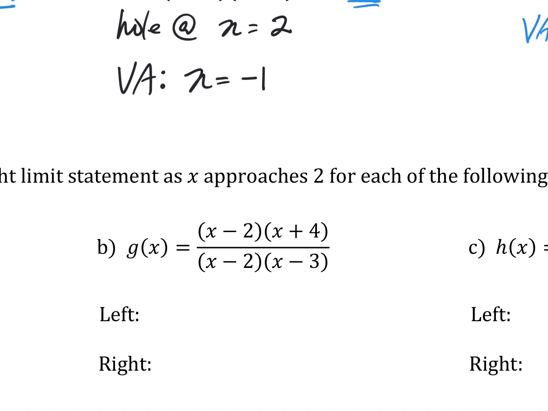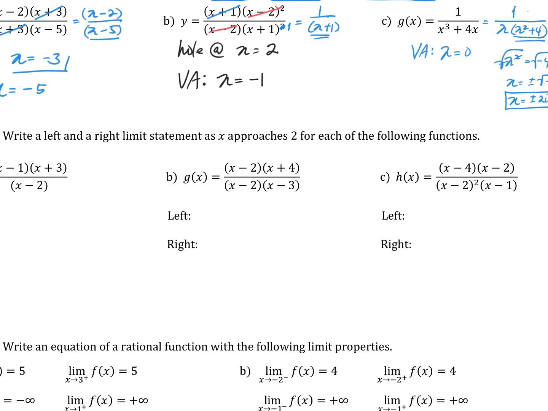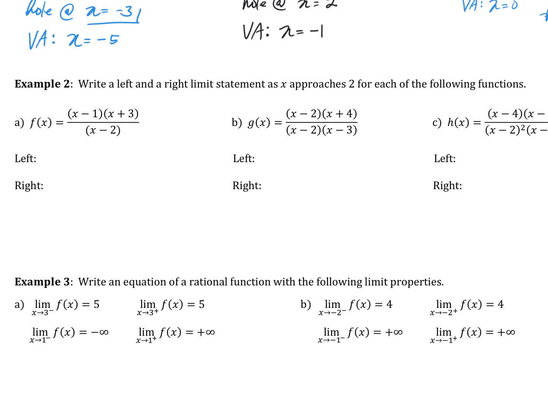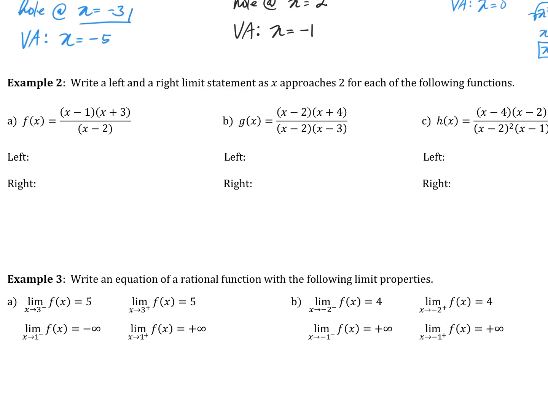Okay, so let's look at the next one. It says example number 2, write a left and a right limit statement as x approaches 2 for each of the following functions. So all I can see here is that they're asking us to look at x approaches 2. We cannot put anything except approaching 2. So we're going to be writing it this way, x approaches 2. So that's what we're going to be doing here.